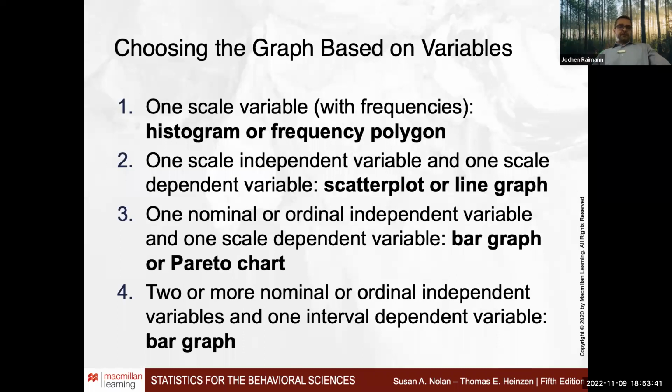Okay, bar graph and Pareto chart are for one nominal or ordinal independent variable and one scale dependent variable, where you have the mean. Usually it's a mean or a median that is shown on the y-axis, which is the upper end of the bar, or the lower end, depending on which direction it points. Then we have two or more nominal or ordinal independent variables and one interval dependent variable, which is again a bar graph.